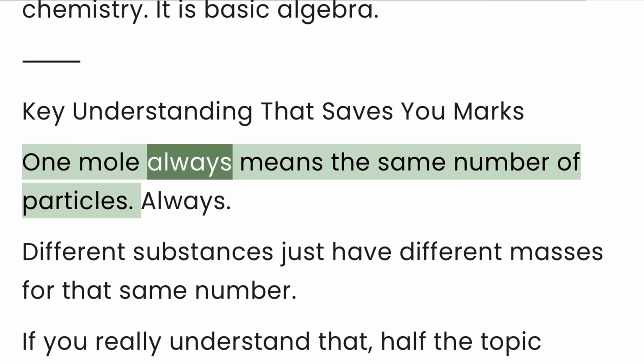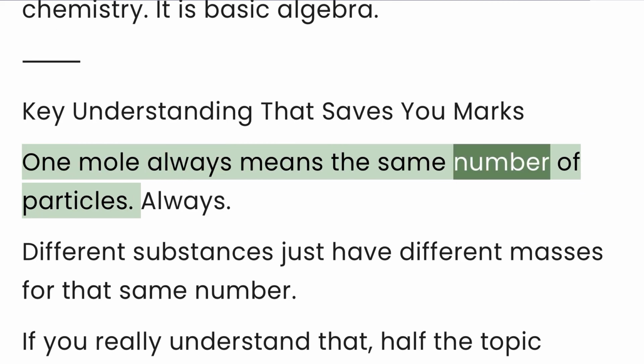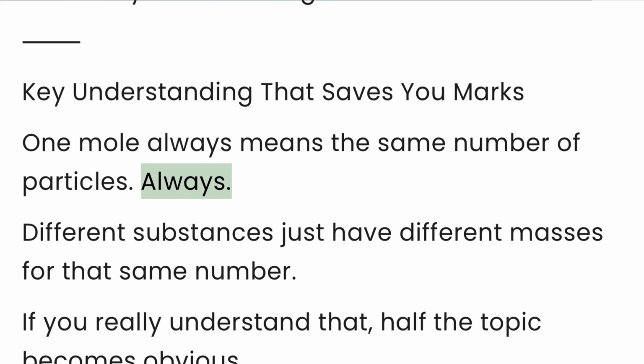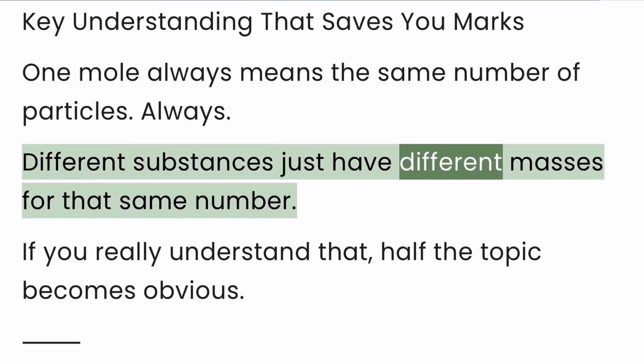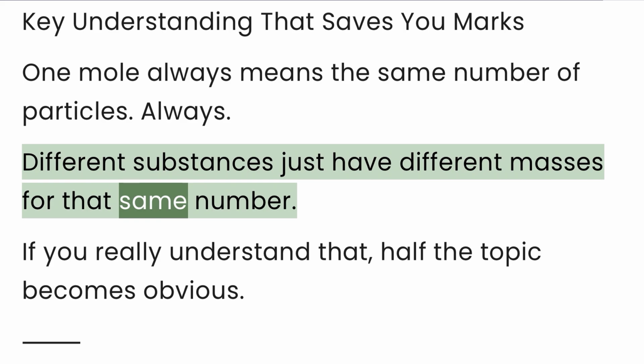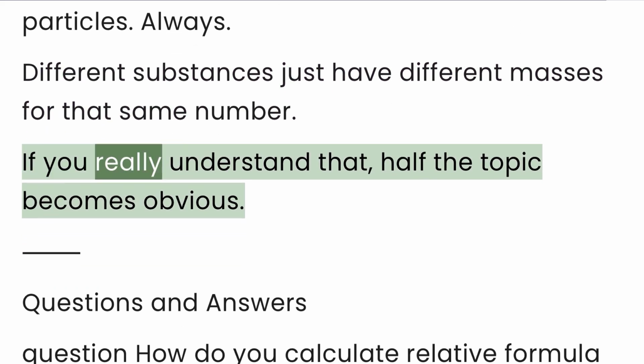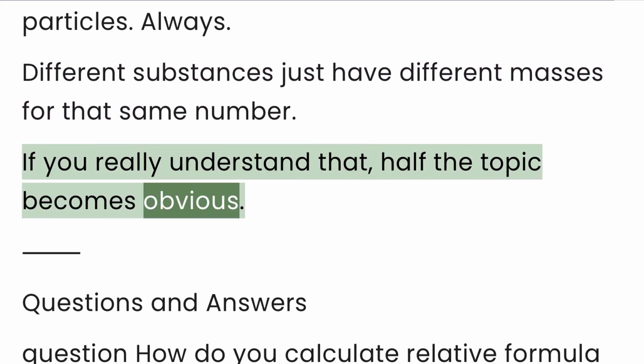Key understanding that saves you marks. 1 mole always means the same number of particles. Always. Different substances just have different masses for that same number. If you really understand that, half the topic becomes obvious.